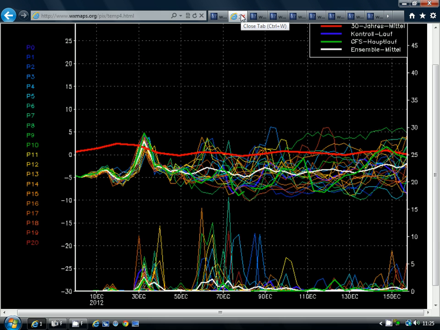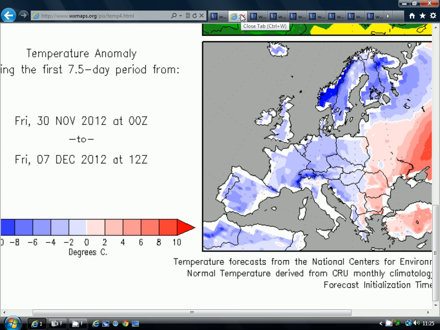So we have a look at the temperature anomalies for not just Britain but the whole of Europe for the next week, Friday the 30th to Friday the 7th of December. Don't see this very often. Just about all of the continent is average to below average. Some areas such as some parts of Italy and eastern parts of Spain are around average, but really most parts of the continent are below average to some degree.